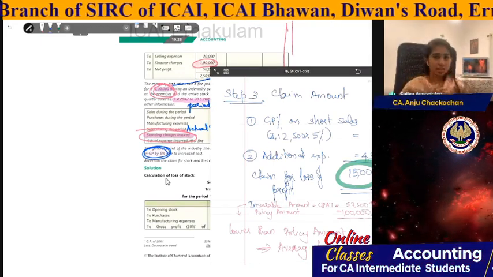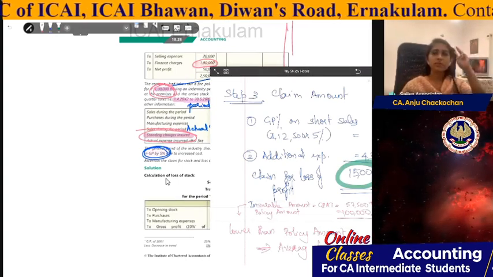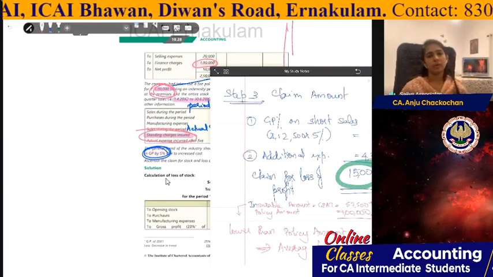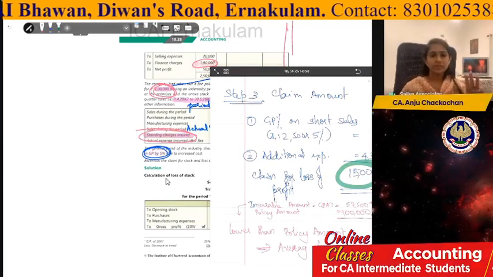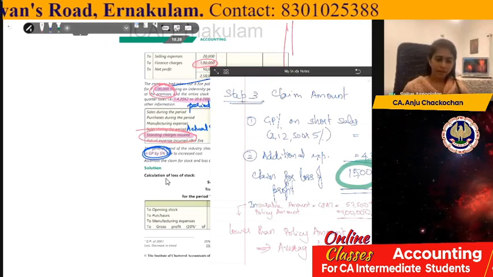This is the additional adjustment. All other steps are exactly the same: short sales, additional expenses, and finally we compute the claim. These are the only 3 steps when we are dealing with loss of profit. Nothing more, nothing less. Okay, good.